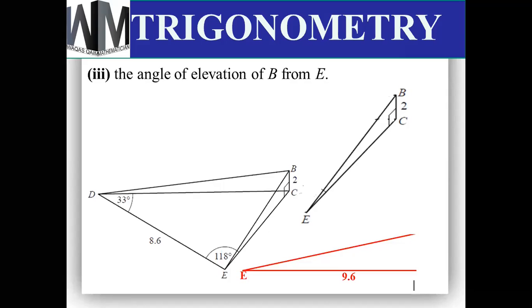For this one, we are going to use the trigonometric ratio tangent, so tangent E is equal to opposite, which is 2, by adjacent, which is 9.6. And the size of angle E becomes 11.7 degrees.